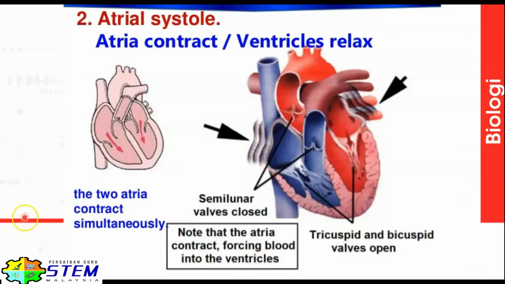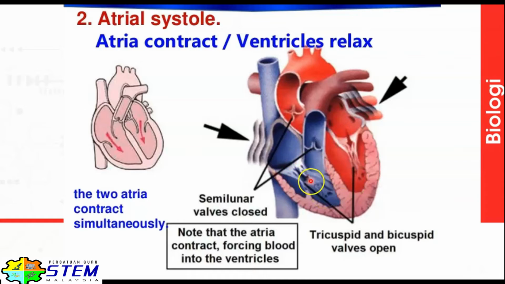Okay, the second event is the atrial systole. Atrial systole means the atria contract and the ventricles relax. During this event, the left atrium and the right atrium will contract simultaneously. At the same time, the tricuspid valve and bicuspid valve will open to allow the blood to flow to the respective ventricle, the left ventricle and the right ventricle.